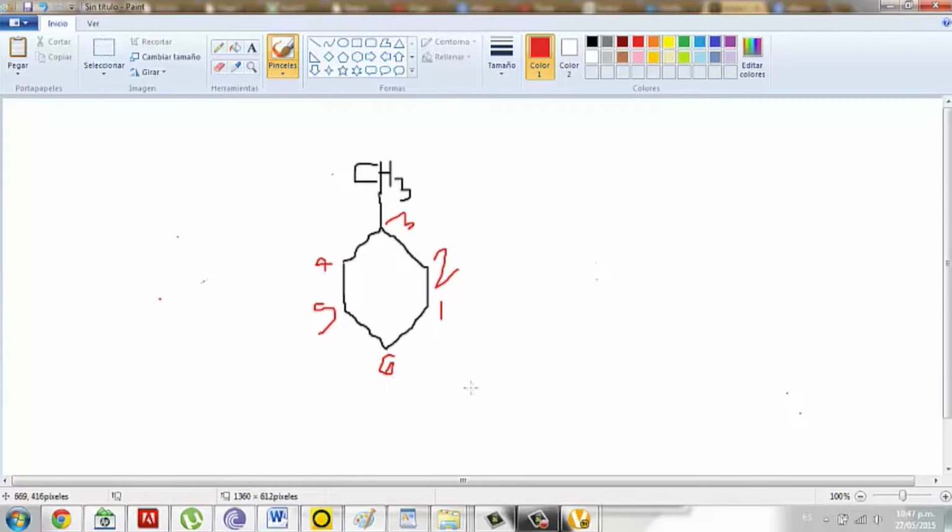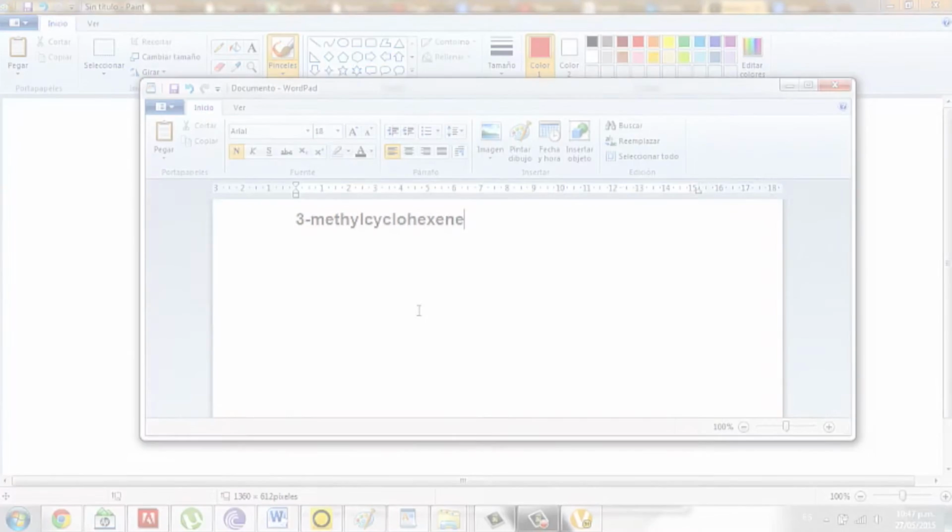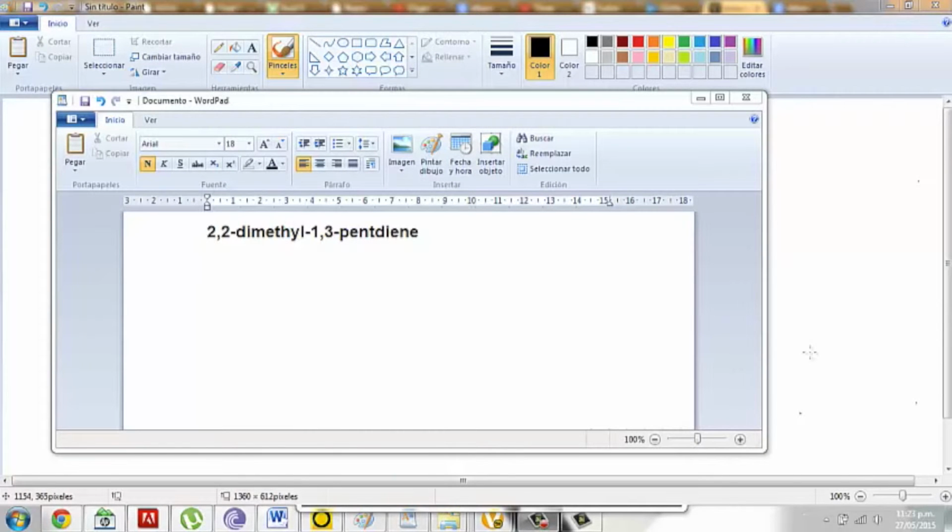Because if we do it all around clockwise, it is wrong, because it's going to have 6-methyl cyclohexene, and that's wrong. So we write it 3-methyl cyclohexene, and it's pretty simple. Now an example to draw the structural formula.